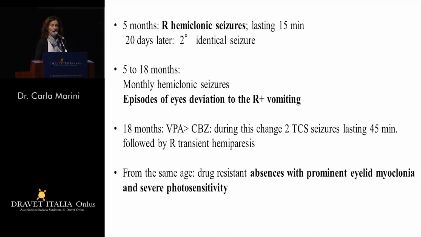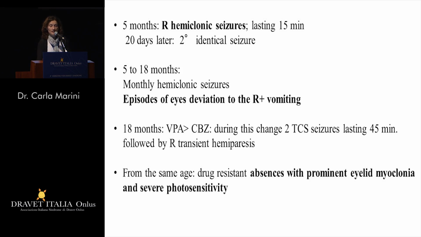There's no speech. He started having seizures at the age of 5 months with a right hemiclonic prolonged seizure, but it was afebrile. Then 20 days later, he had a second similar hemiclonic seizure. And then from the age of 5 months to 18 months, he developed several of these hemiclonic seizures, all afebrile. He also had a focal seizure with vomiting at the end. He tried different medications, and when we switched him from valproic acid to carbamazepine, he went into a prolonged status epilepticus that needed admission to the ICU, and he developed a right transient hemiparesis.